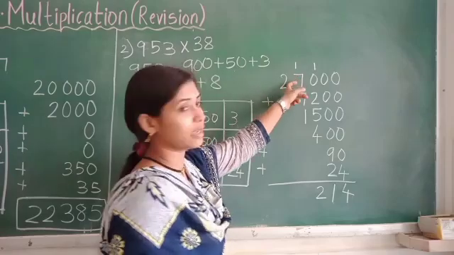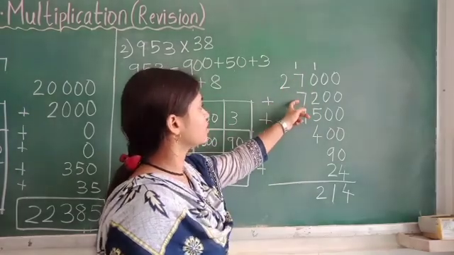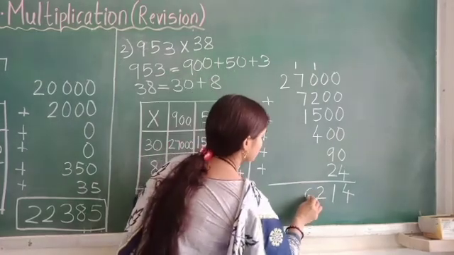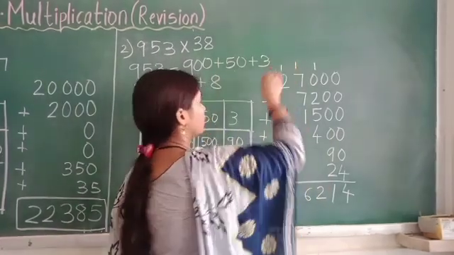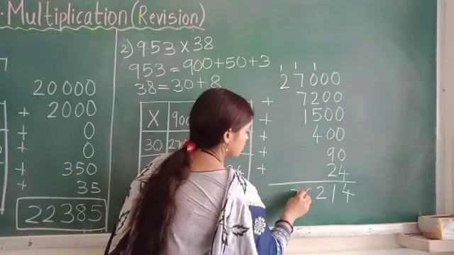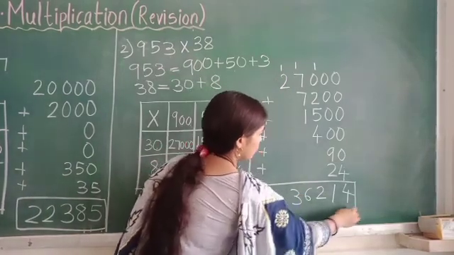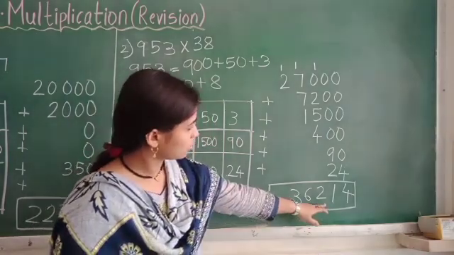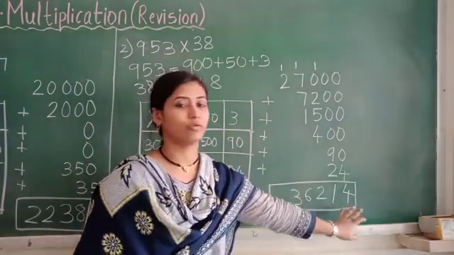1 plus 7 is 8, 8 plus 7 is how much? 15, 15 plus 1 is 16. 6 we will write here and 1 we will carry to the next number. 1 plus 2 is how much? 3. So what is our answer? 36,240. This is our final answer.